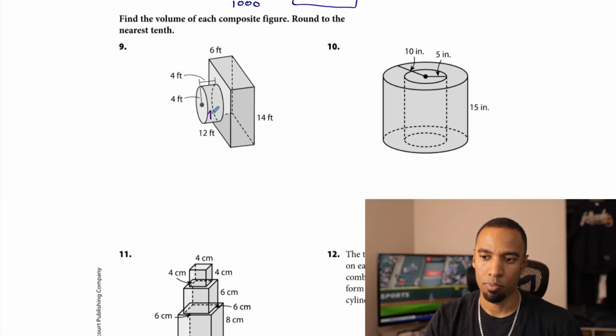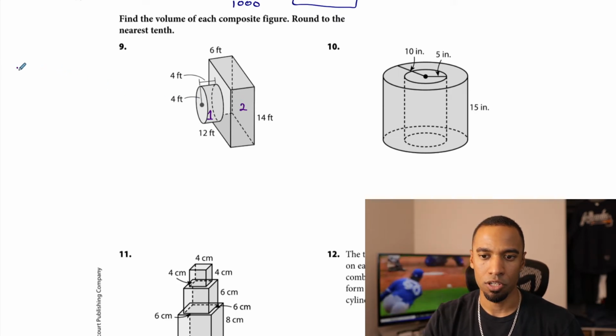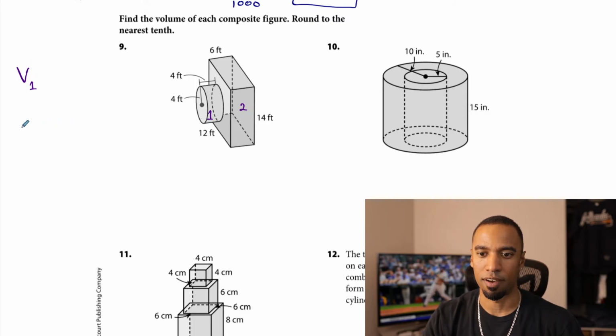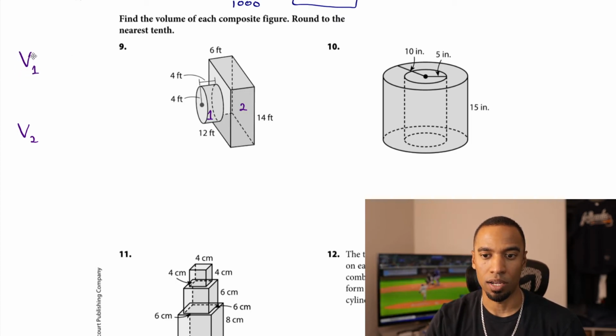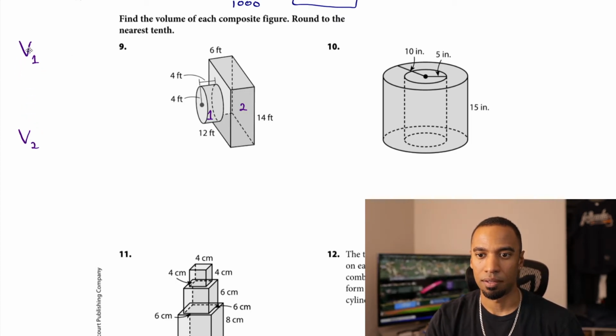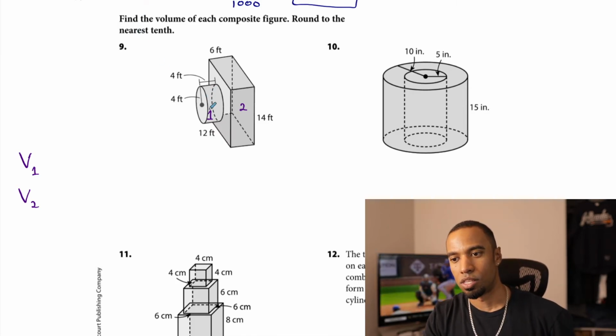So I'm going to call this shape 1, and I'll call this shape 2 right here. So when I find the volume of shape 1, I'm going to be doing something different than when I find the volume of shape 2. All right, and then area of base 1, height 1, and so on. I don't know why I wrote those already, but let's start with the cylinder right here.